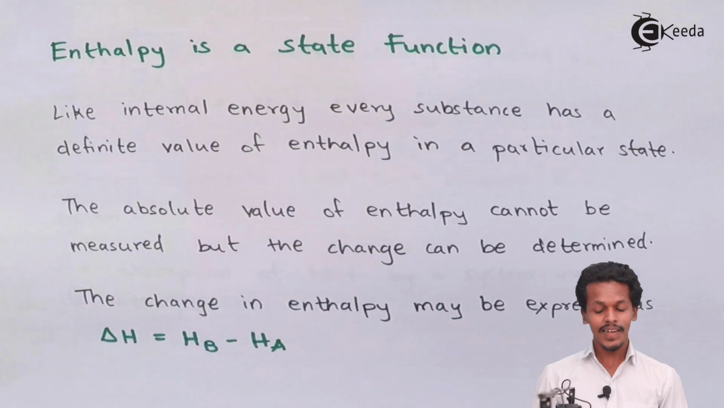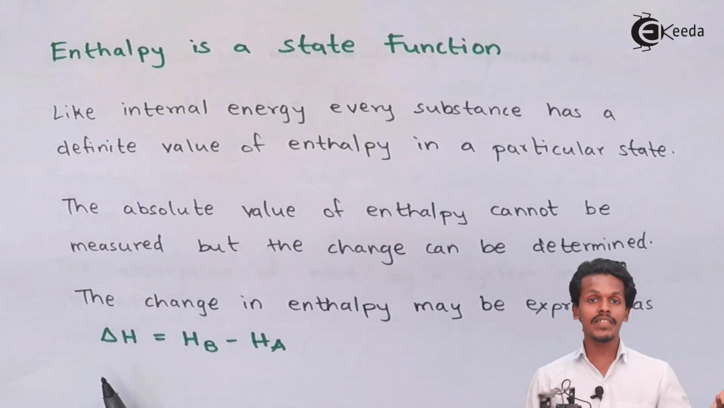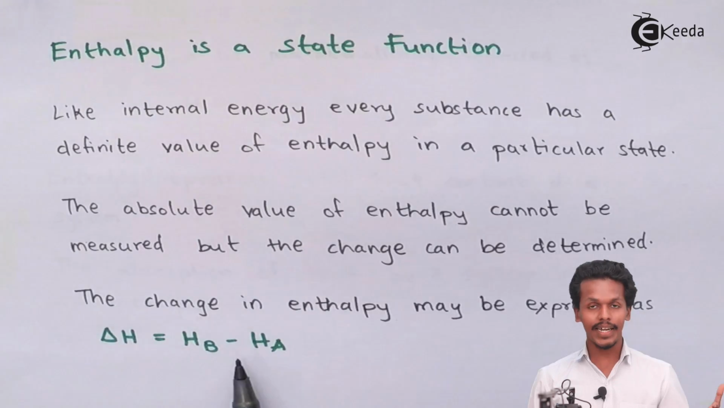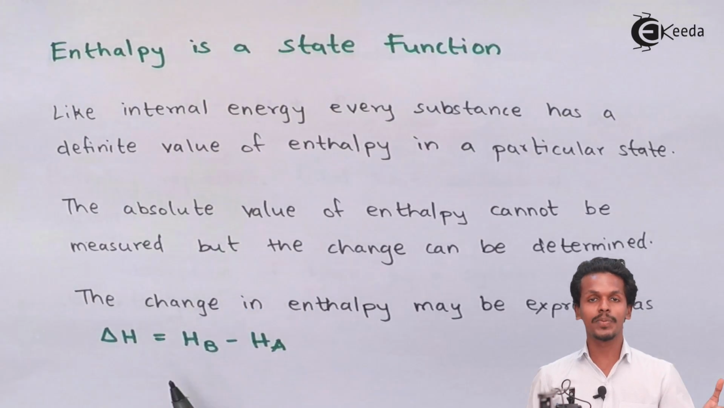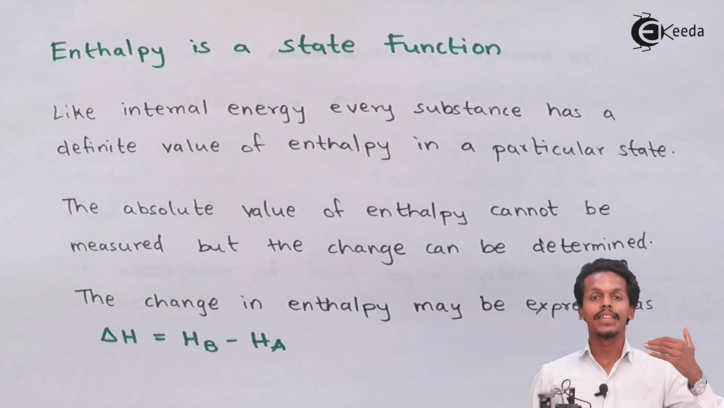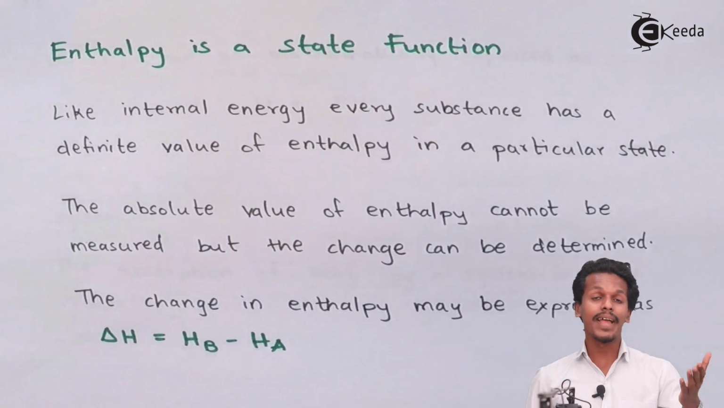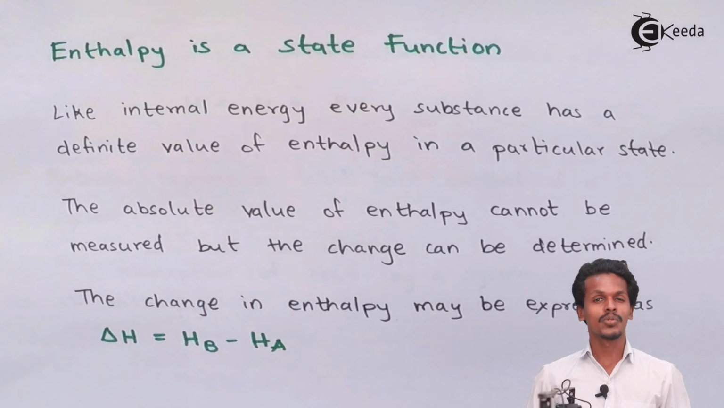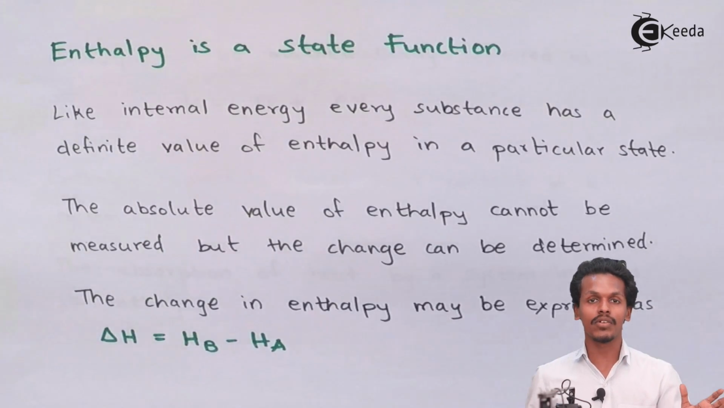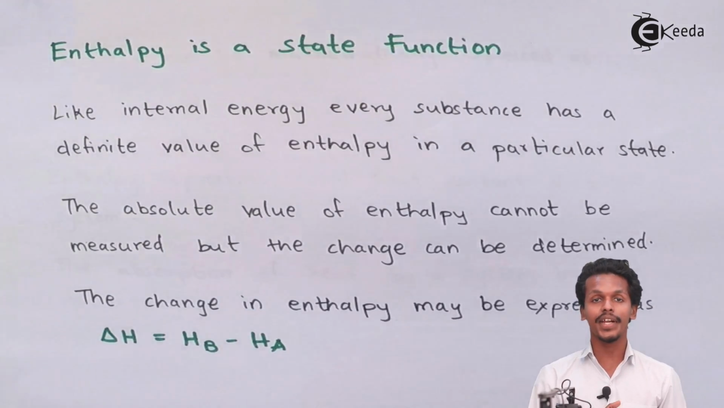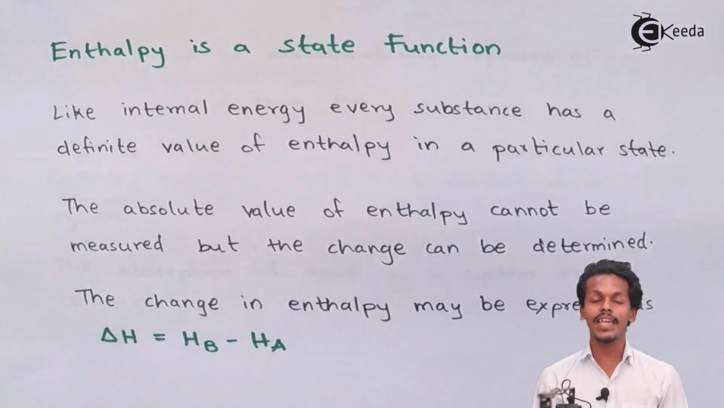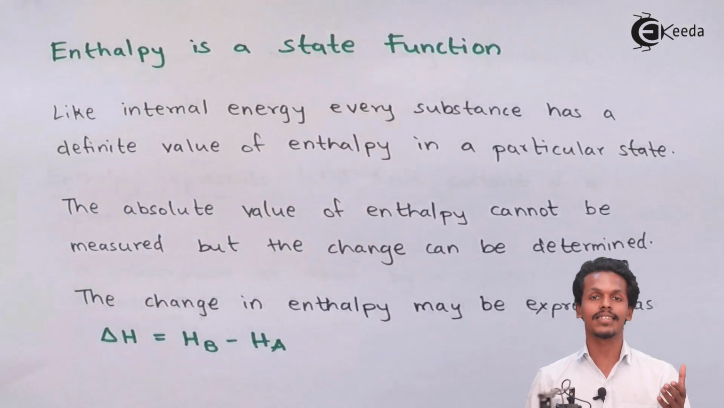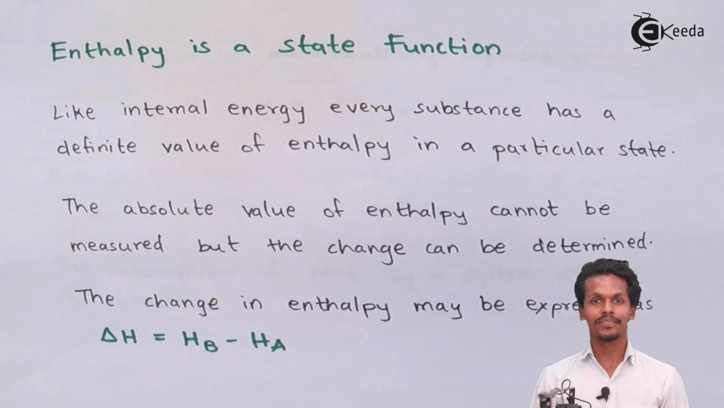So when the difference is related to the initial state as well as the final state, we can see that delta H is equals to HB minus HA, that is the final state enthalpy minus the initial state enthalpy. So this indicates that it doesn't depend on the path, but it depends on the state of the system. That's the reason enthalpy is said to be a state function, just like the internal energy.